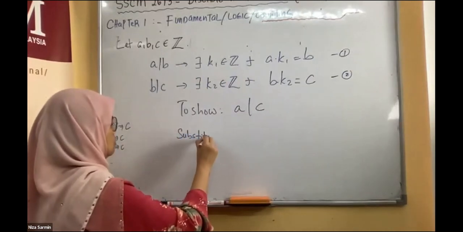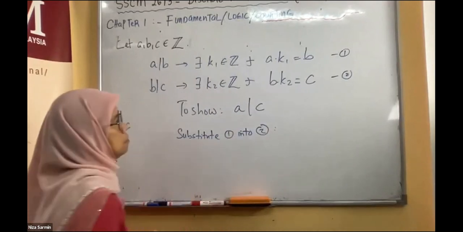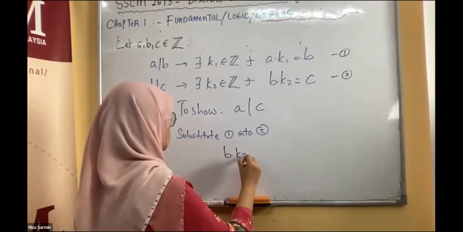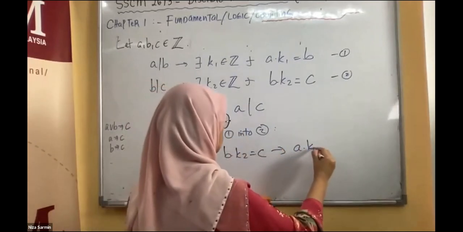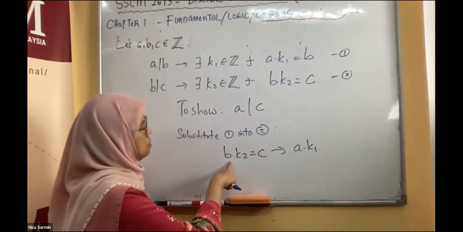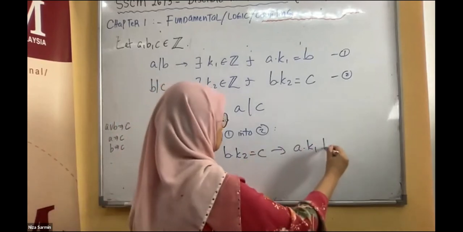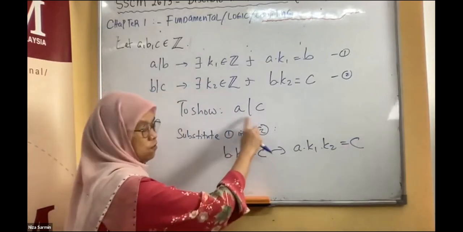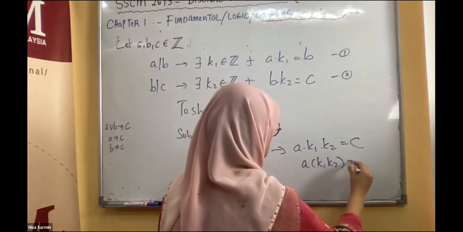Substitute one into two, right? So B is A K1. This gives B is A K1. So from one, B is A K1. Then K2 is C. Now I have this already, right? A K1 K2 is C.